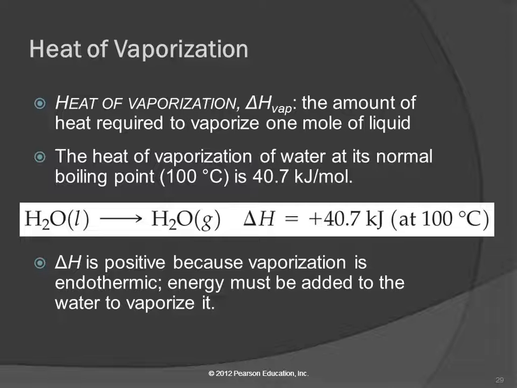So this is the chemical equation for what's going on here. We've got water in the liquid state going to water in the gas state. This is a physical change, isn't it? Because the water molecules have not changed. They're just changing physical state. At 100 degrees Celsius, which is the normal boiling point of water, it requires 40.7 kilojoules of energy to vaporize 1 mole of water. This is a positive number because that energy has to be added to the water.